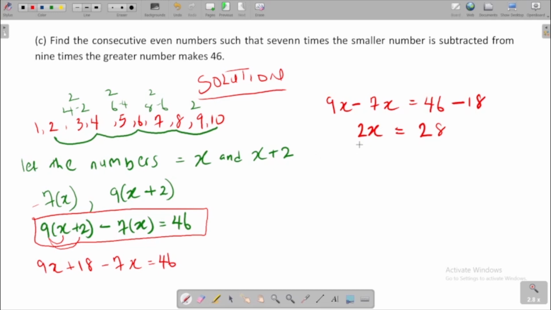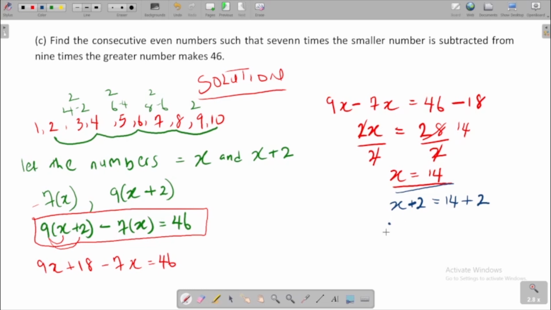So for you to get what x is, divide both sides by 2, that is the coefficient of x. So 2 divided by 2 is 1, and 28 divided by 2 is 14. So x is equal to 14, which stands for the smaller number. Then the bigger number will be x plus 2, which is 14 plus 2.